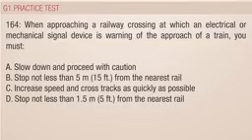Question 164. When approaching a railway crossing at which an electrical or mechanical signal device is warning of the approach of a train, you must: A. Slow down and proceed with caution. B. Stop not less than 5 meters (15 feet) from the nearest rail. C. Increase speed and cross tracks as quickly as possible. D. Stop not less than 1.5 meters (5 feet) from the nearest rail.